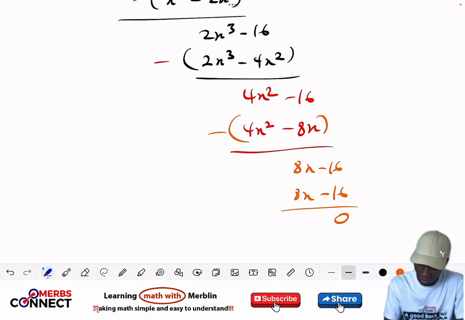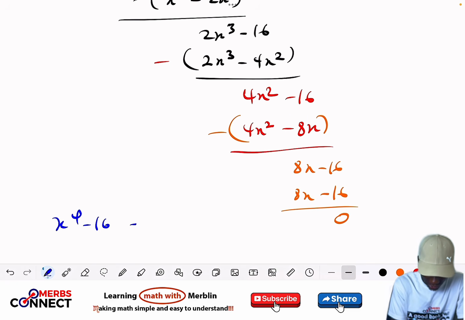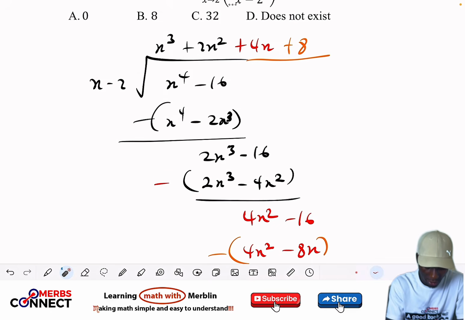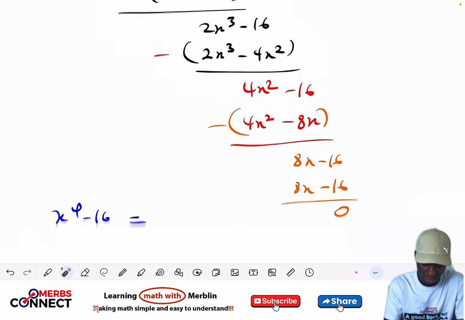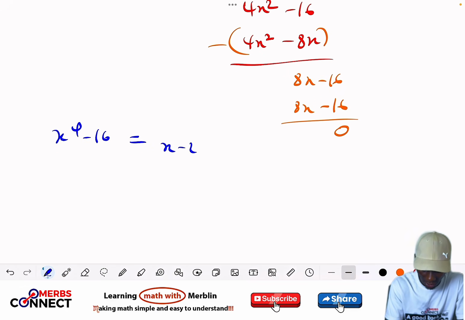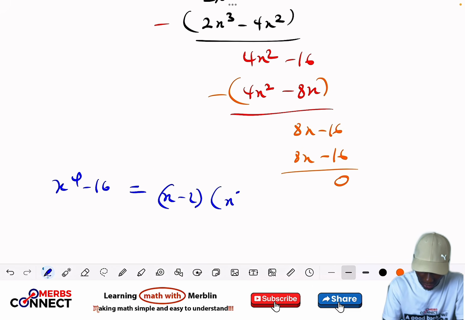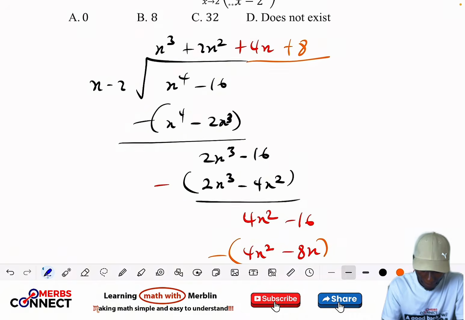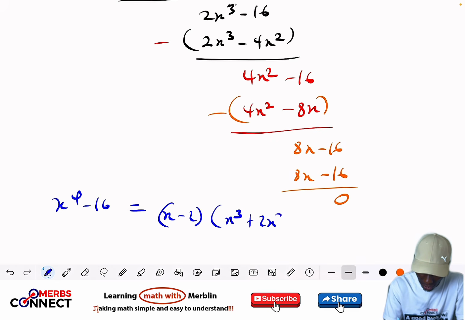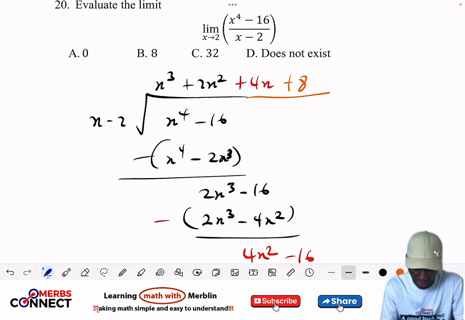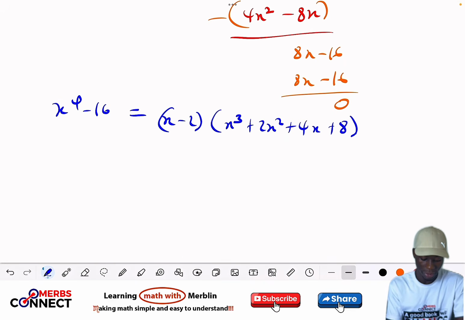So it means that my x to the power 4 minus 16 is basically equal to this times this. So I'm going to have x minus 2, then x cubed plus 2x squared plus 4x plus 8. Is that right? Yes. So that is what I have here.